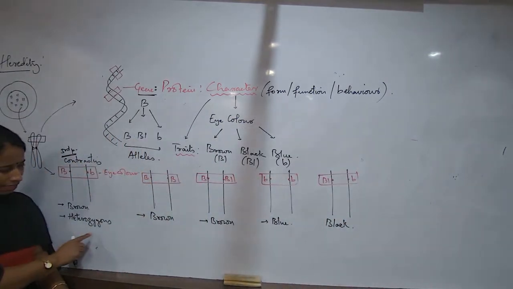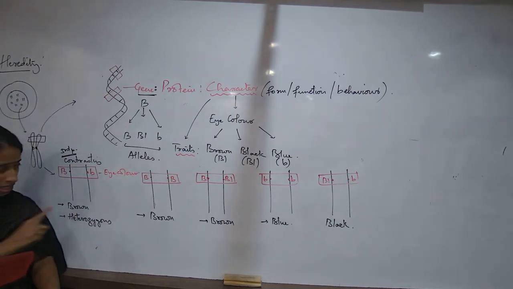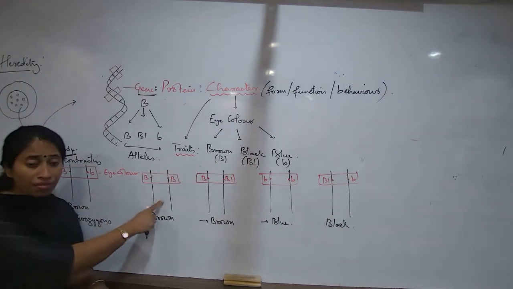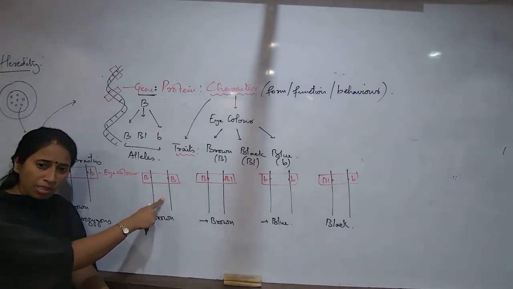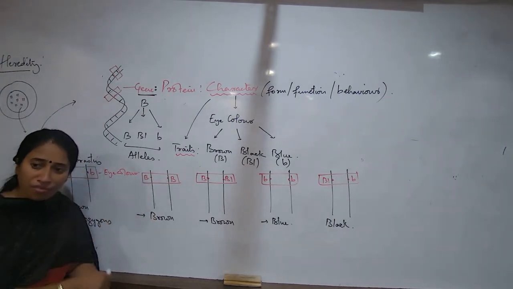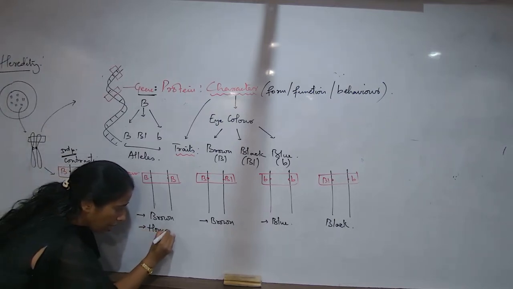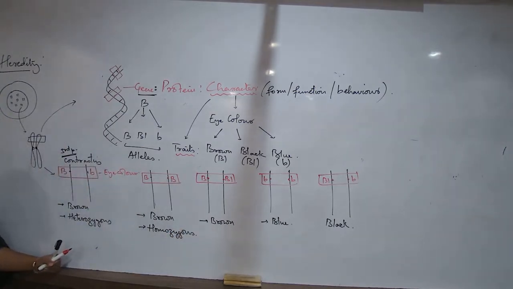So what I'm saying is that three individuals sitting here may have brown eye color, but all of us don't have the same combination of alleles. Some of us this way, some of us this way also perhaps, what we have inherited from our parents. If the alleles are similar for a gene, then what will we say? This condition is known as a homozygous condition. What is the meaning of homozygous? Alleles for a gene are similar. Heterozygous?